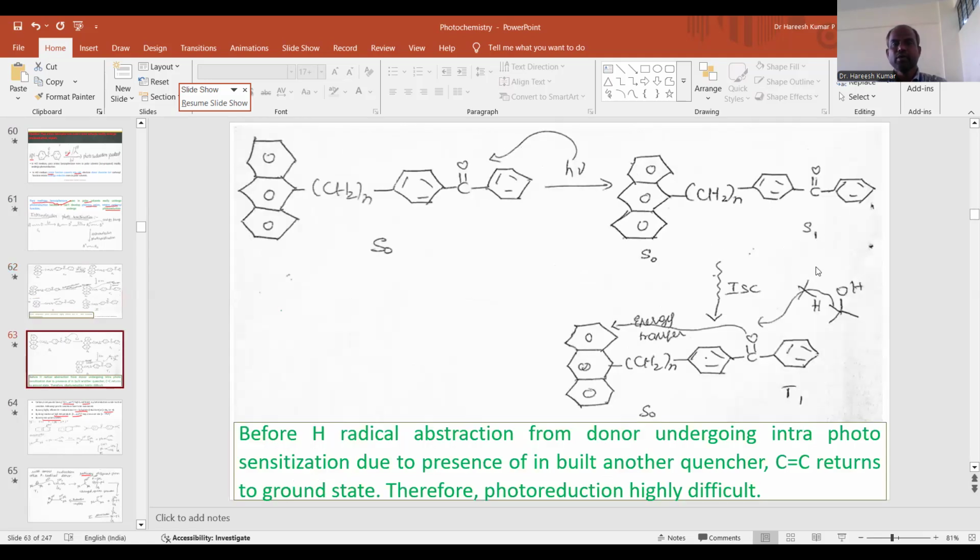In the next slide, I am taking one more example. It is in ground state, and irradiated at the carbonyl lambda max it gets converted into singlet, and before abstracting the proton, the donor transfers its energy to the acceptor. So because of this problem, molecules containing an acceptor in them are difficult for photoreduction products. With this, I will go to the next slide.